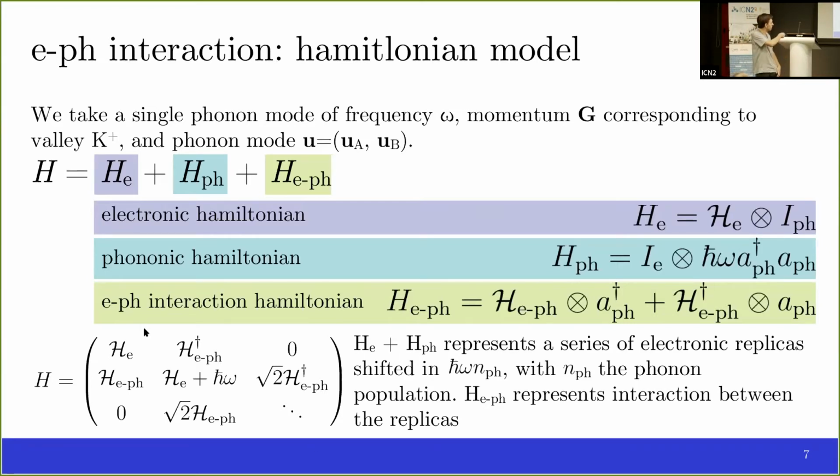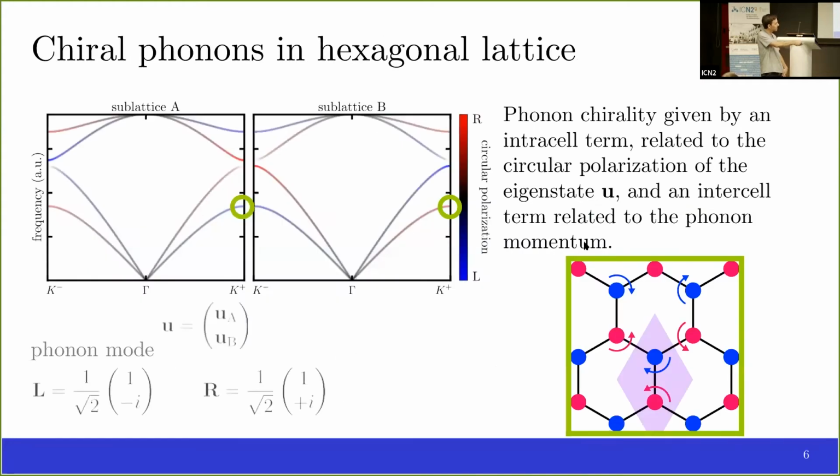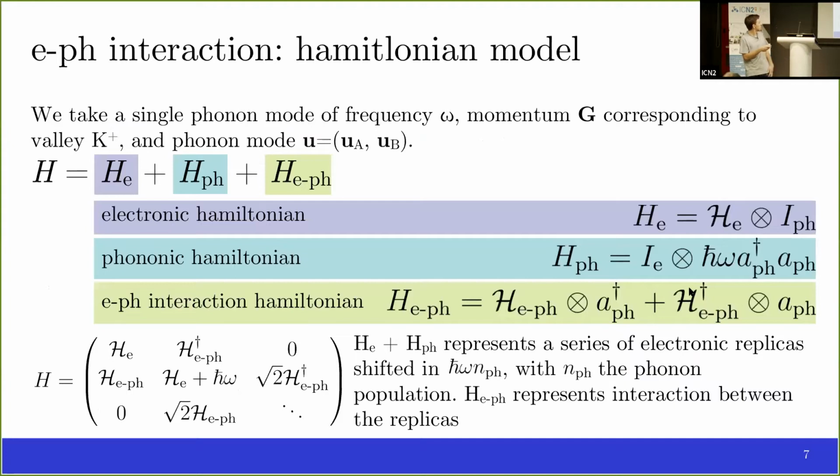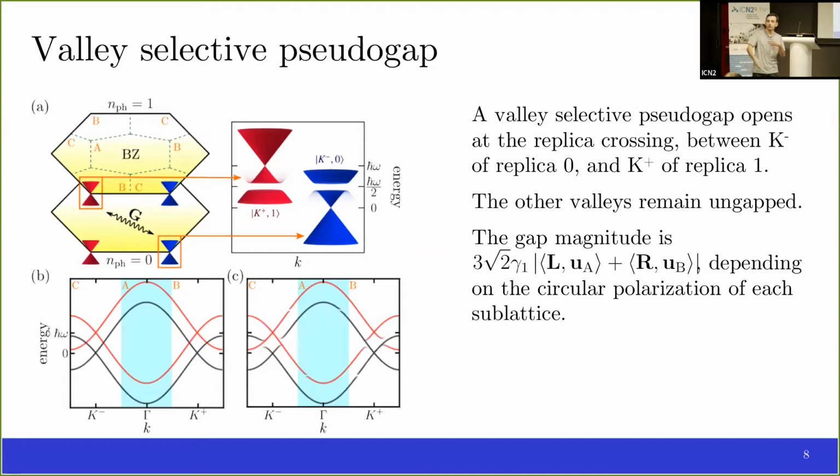The electron-phonon interaction Hamiltonian is not diagonal in the phonon Fock space and thus represents interactions between the different replicas that we have stacked. We obtain the electron-phonon interaction by a renormalization of the bare hopping amplitudes, considering the circular movement of the lattice that is given here. Okay? So with this electron-phonon interaction model, we start computing some band structures and density of states and stuff like that.